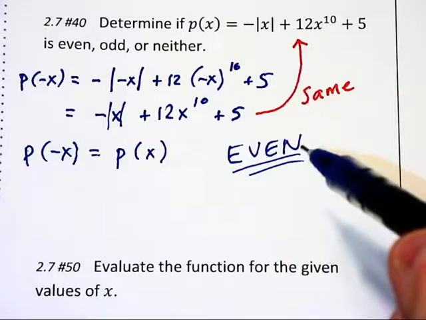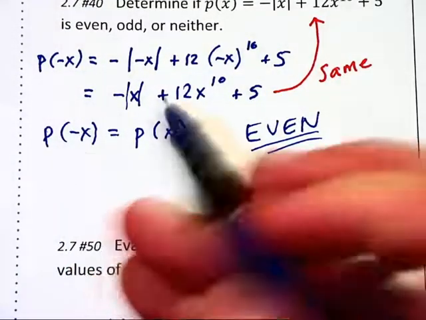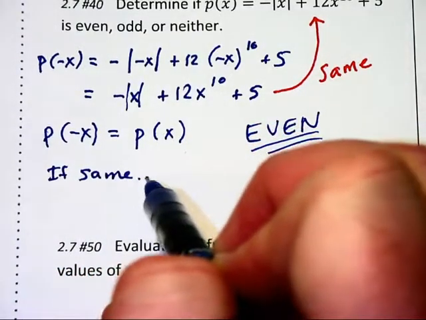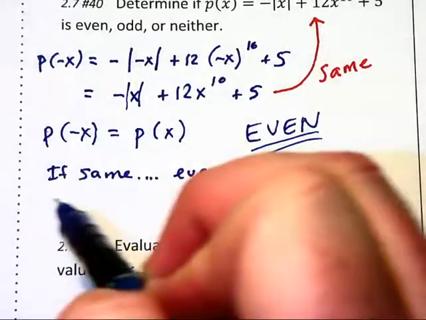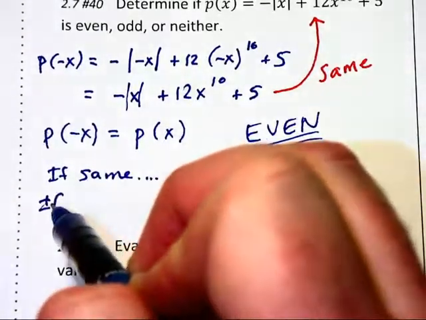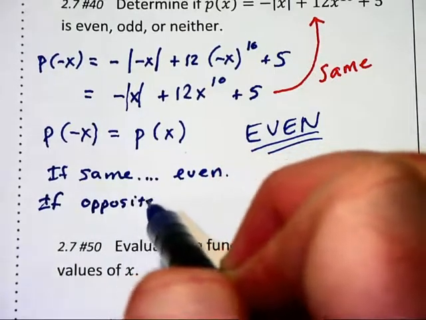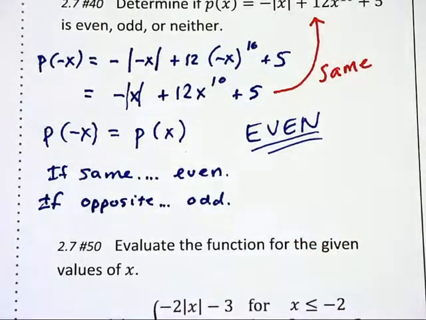function. So in summary, once you substitute in the negative x, if they are the same, the answer is the function is even. If after substituting in a negative, they're the opposite of each other, then you have an odd function. Otherwise, it's neither.